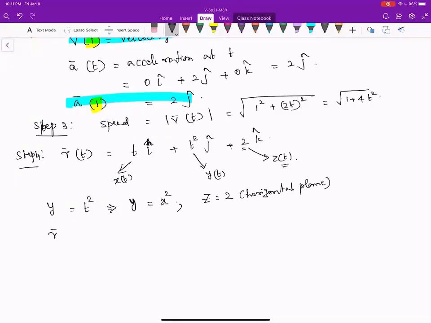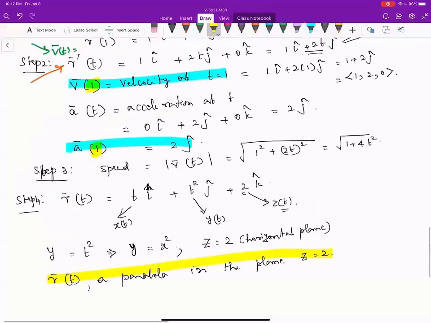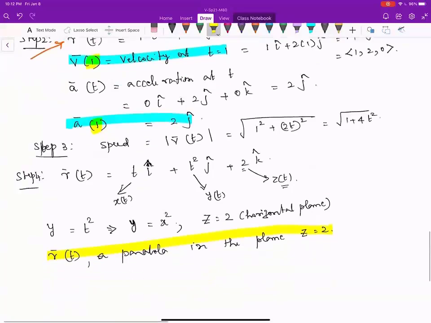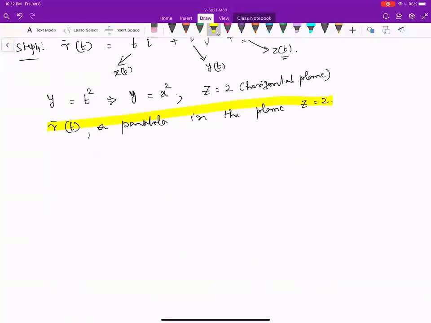So r of t is actually a parabola in the horizontal plane, in the plane z equal to 2. So that is what r of t is, which is a space curve. Now, in this space curve, we are going to sketch the velocity and acceleration at the point corresponding to t equal to 1. So at the point (1, 1, 2), which we mentioned earlier. So let's sketch this.